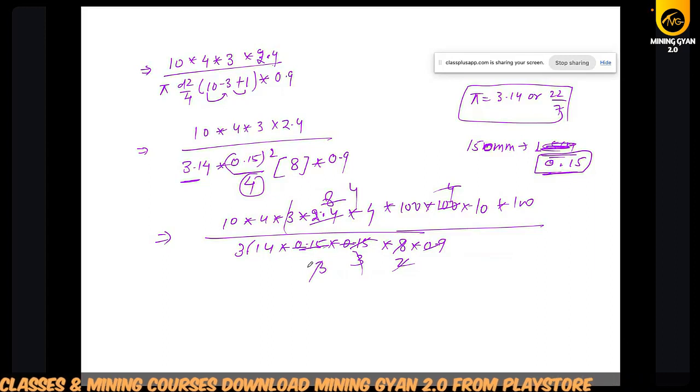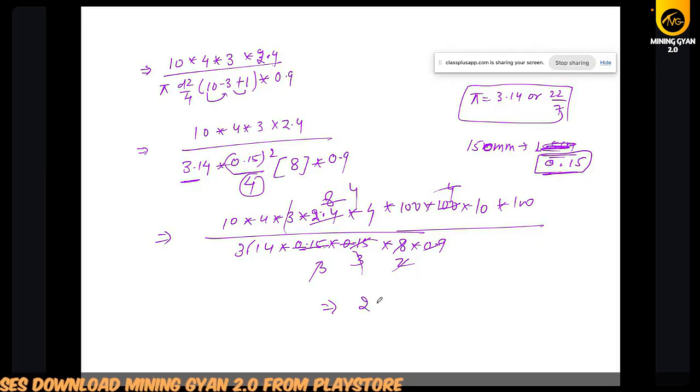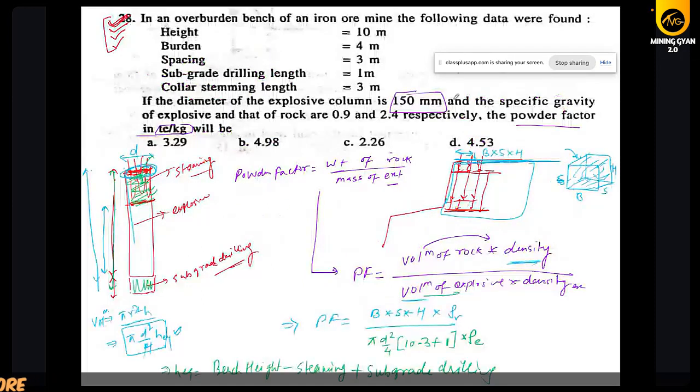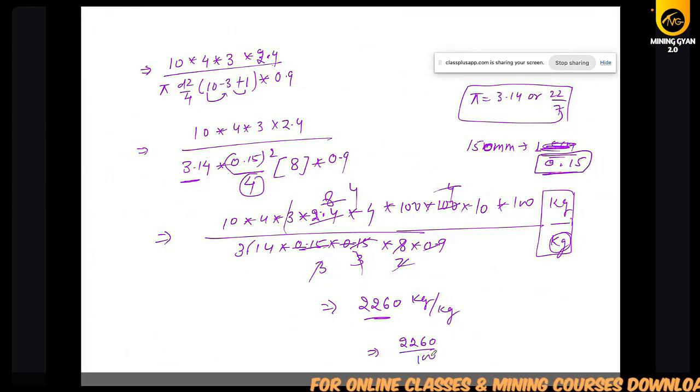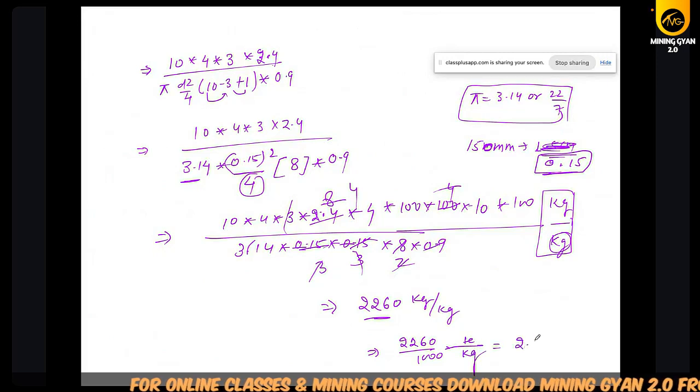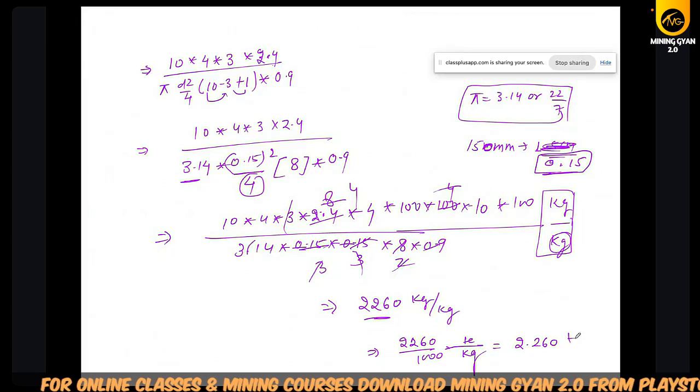So after all the calculation, you will get 2260, but that is in kg by kg. But he has asked us to find it in ton by kg. To calculate in ton by kg, you have to divide by 1000. So the answer will be 2.260 in ton by kg.